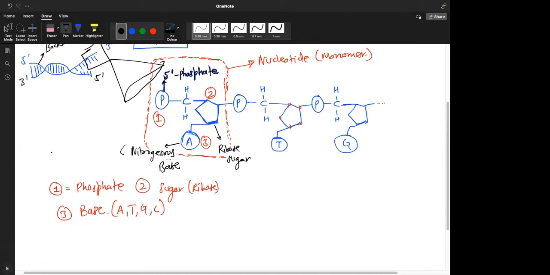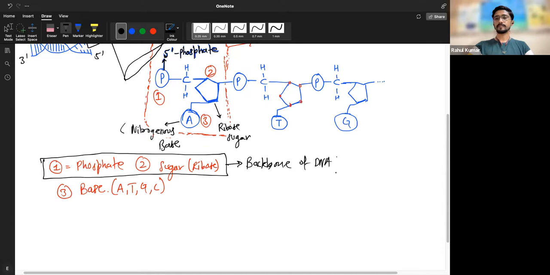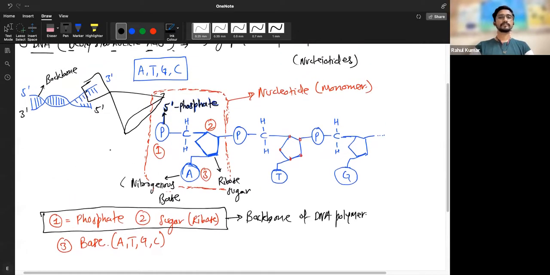So write down: phosphate and ribose sugar form the backbone of the DNA polymer. And bases emerge from that backbone. Clear?